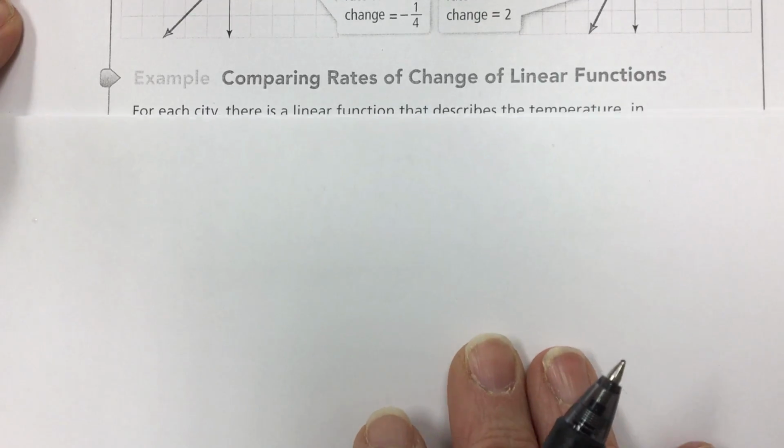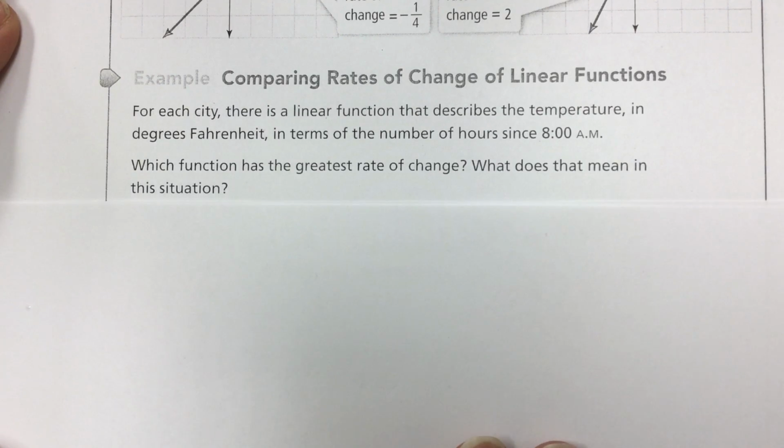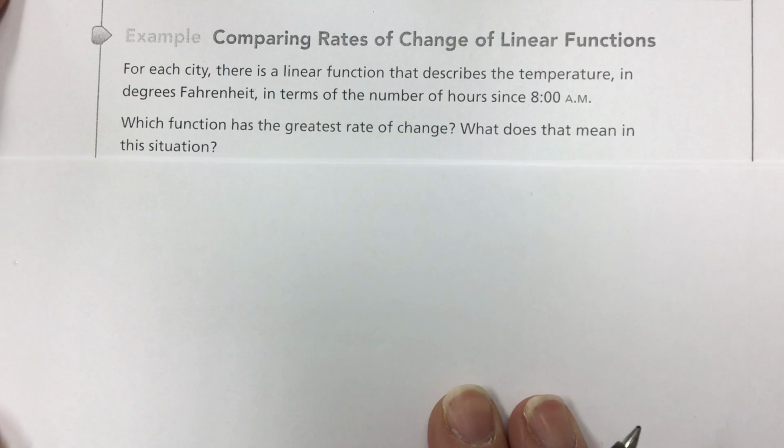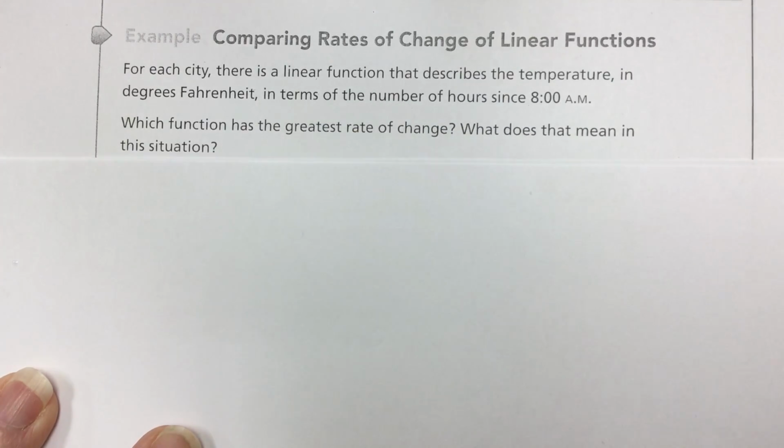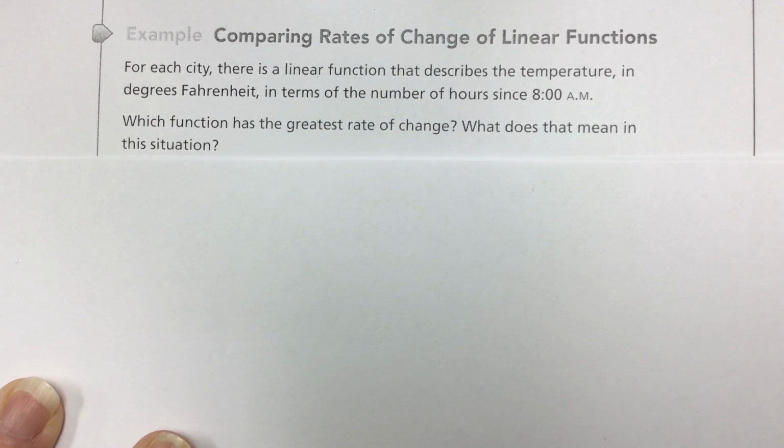Let's look at this example. Here, for each city, we're comparing rates of change of a linear function. For each city, there is a linear function that describes the temperature in degrees Fahrenheit in terms of the number of hours since 8 o'clock a.m. Which function has the greatest rate of change, and what does that mean in this situation? Okay, so we're comparing rates of change of linear functions.